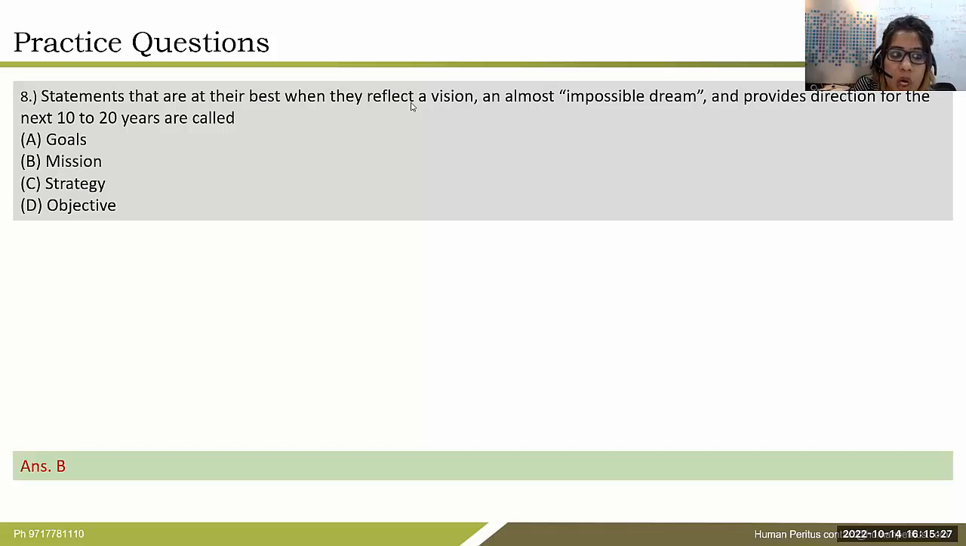The same happened with me because they said next 10 to 20 years. But it depends from organization to organization. The important thing is what reflects a vision. Goals also reflect the vision, mission also reflects the vision, strategy also reflects the vision, objective also reflects the vision. But out of those four, what is the best fit answer? It is mission.